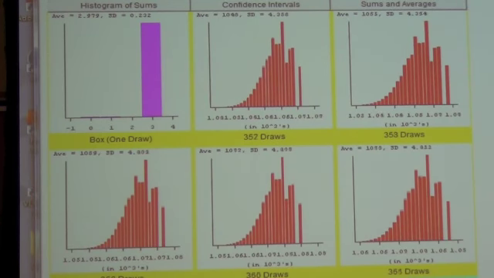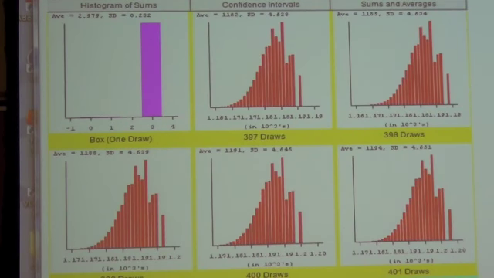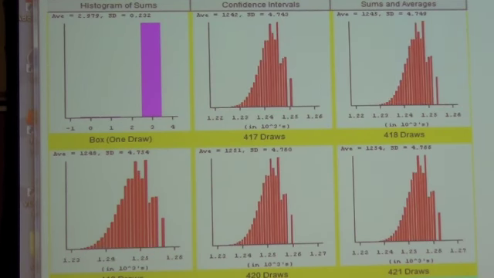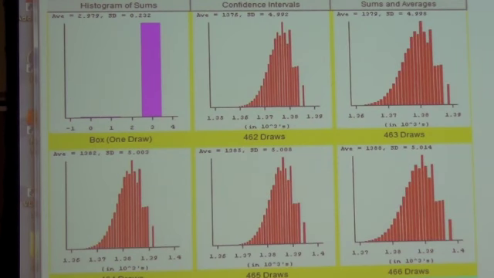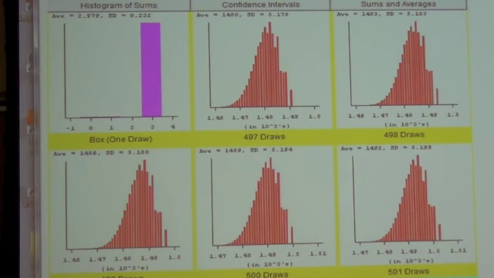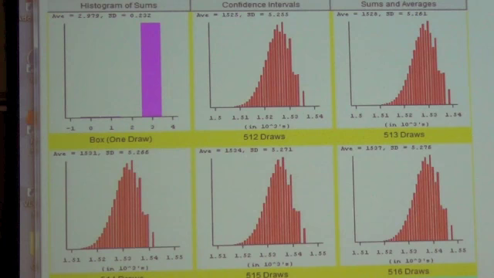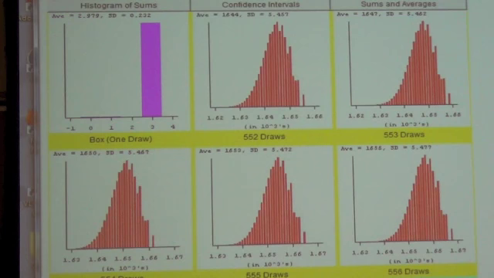Takes a lot of draws, but we can count on it. That's what the central limit theorem says: that with enough draws, I don't care how weird, how unnormal, how lopsided your original box looks, the probability histogram for the sum of the draws will eventually look like the normal curve.